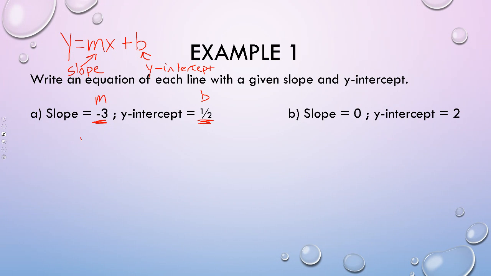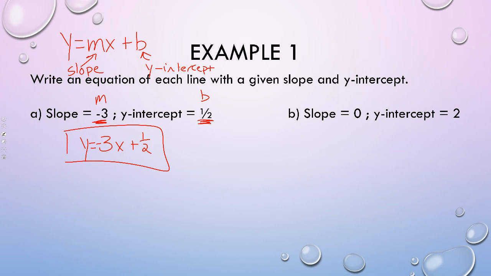So in this case here, y equals negative 3x, and then 1/2. Your y-intercept could be a fraction. That's perfectly fine. Okay, and there's your equation right there.